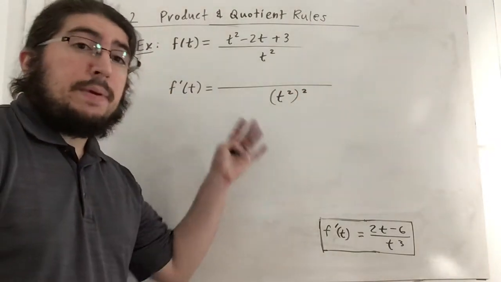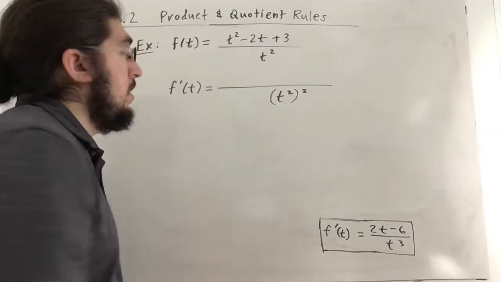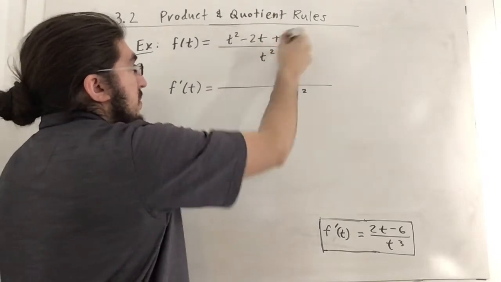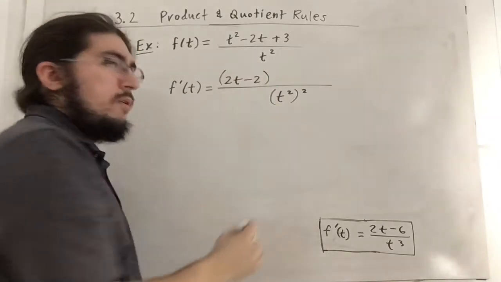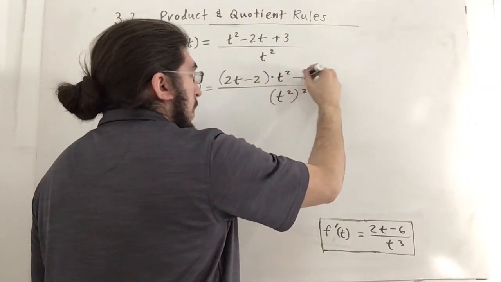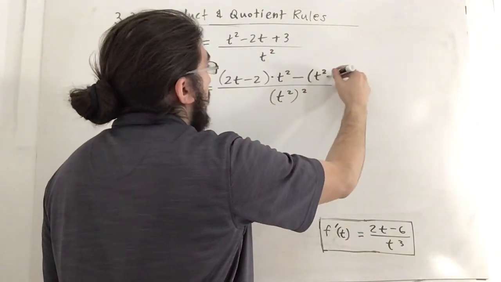And then on the top, it's basically the product rule, but with a subtraction instead of addition. So that's the derivative of the top. The derivative of the top is 2t minus 2 plus 0, but I'm not going to write it, times the regular bottom, minus the regular top. So rewrite the top.